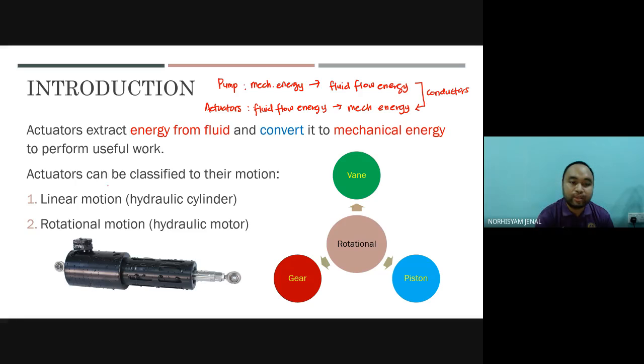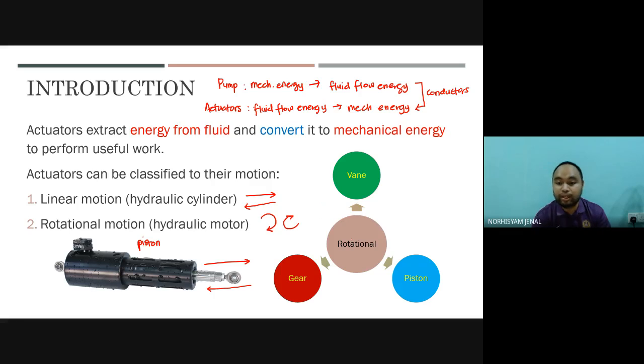Actuators can be classified into two different motions. Number one is linear motion. Linear means it is moving in a linear condition like this or like this. A good example of linear motion is this picture over here. The movement is from here going out and then coming in. Usually you use piston, rods and cylinder. The second one is rotational motion. Rotational motion means we are dealing with rotations, either this way or this way.